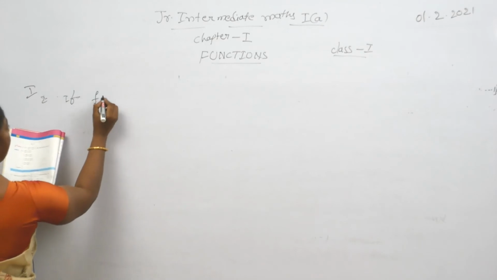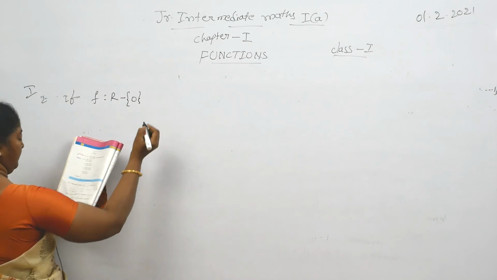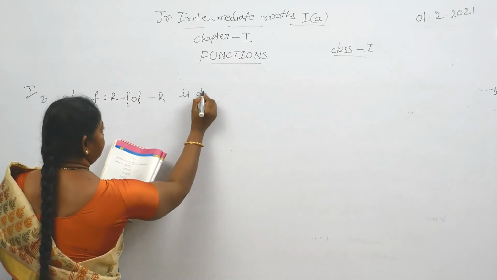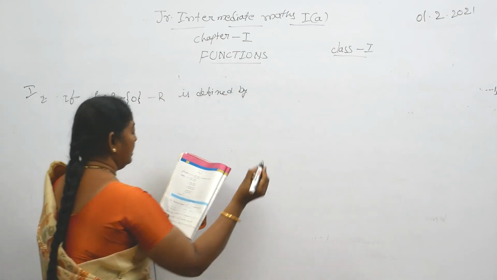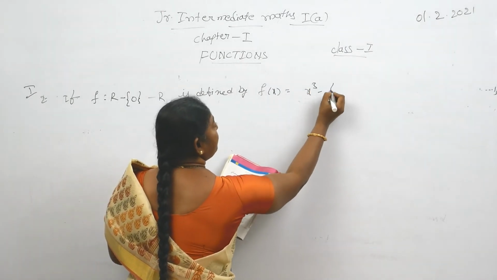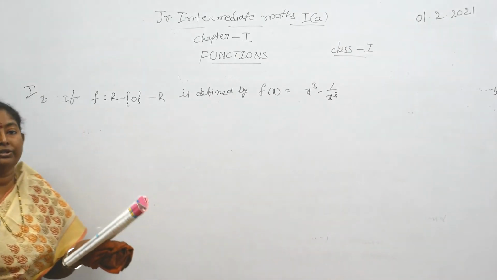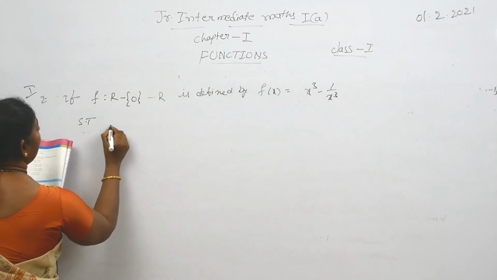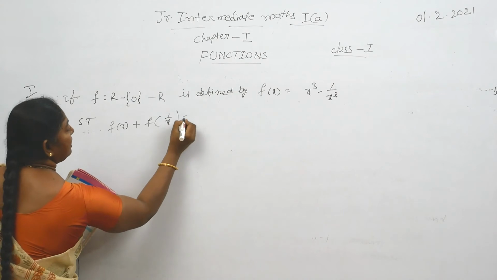If f from R minus 0 set to R is defined by f of x equal to x cube minus 1 by x cube, then show that f of x plus f of 1 by x equal to 0.